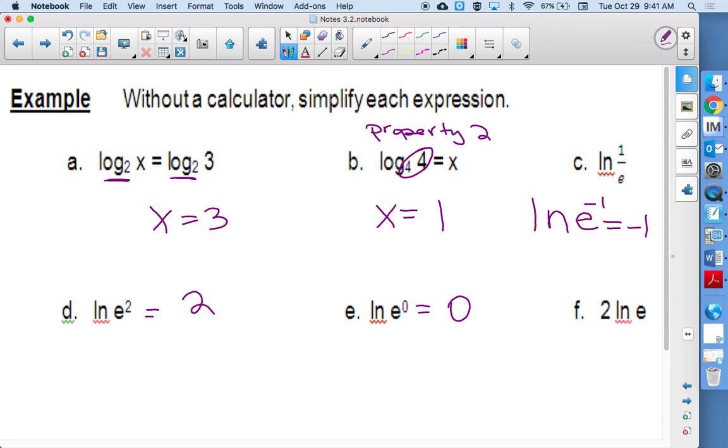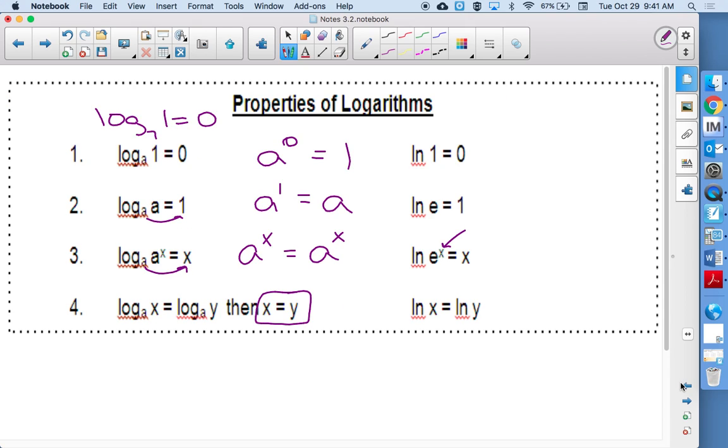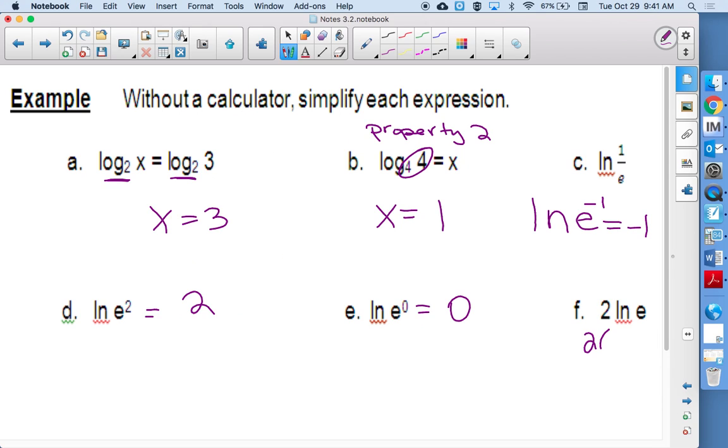And then the last one says 2 times the natural log of e. What's the natural log of e equal to? Carrie? 1. So this is 2 times 1, which is 2.